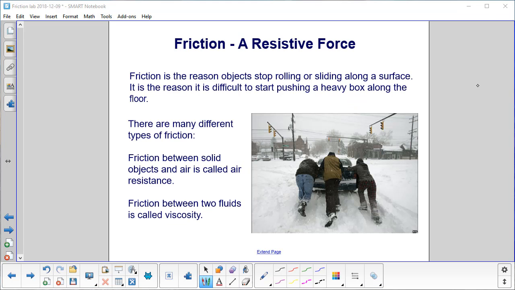Friction is the reason objects stop rolling or sliding along a surface. It is the reason it is difficult to start pushing a heavy box along the floor. We have many different kinds of friction. Friction between solid objects and air is called air resistance. Friction between two fluids is called viscosity.